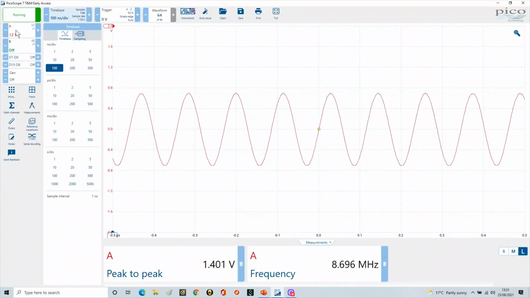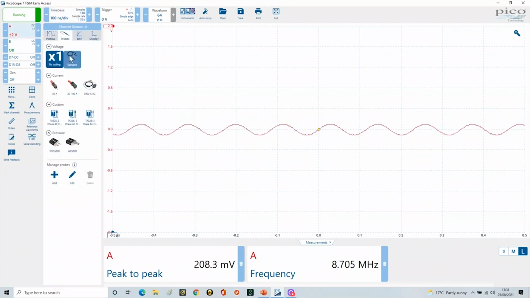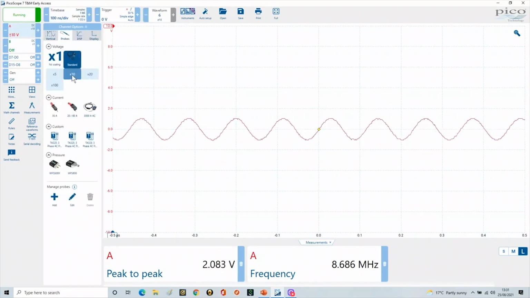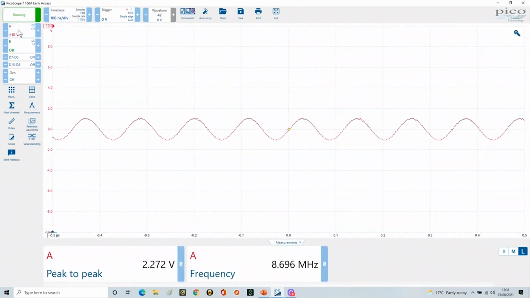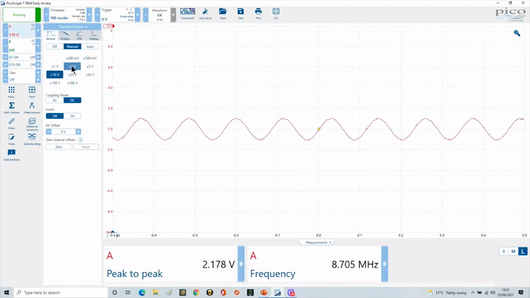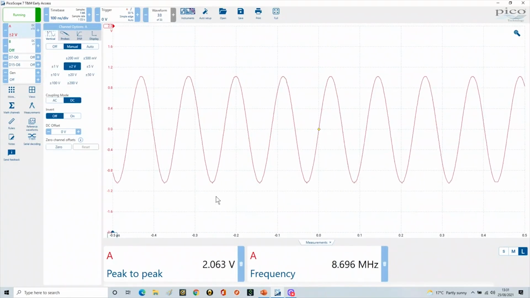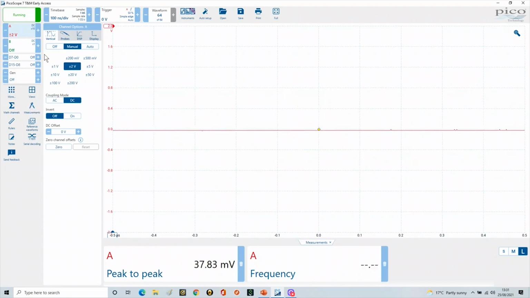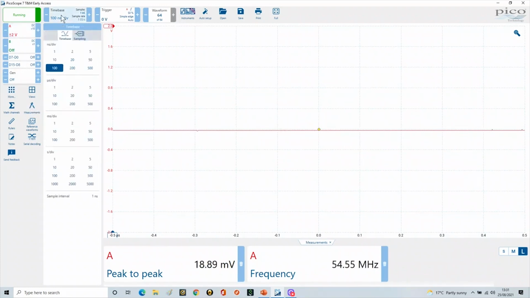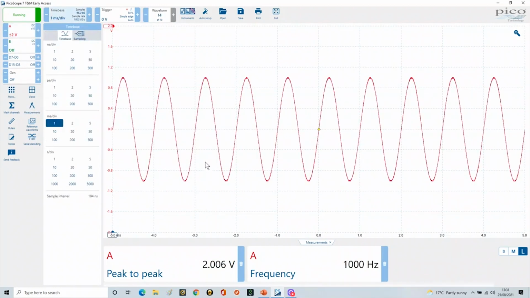So I'm just switching that over. Probe now goes on to times 10, and I'll just change this back to plus or minus 2. There we go. And I'm just going to put this signal back down to 1 kilohertz again, so that we can see it. I've just got to change my time base back to something we can see, and there we go. So once again, this is now on times 10. We've now got a 2 volts peak to peak back, and we've got a frequency of 1 kilohertz.